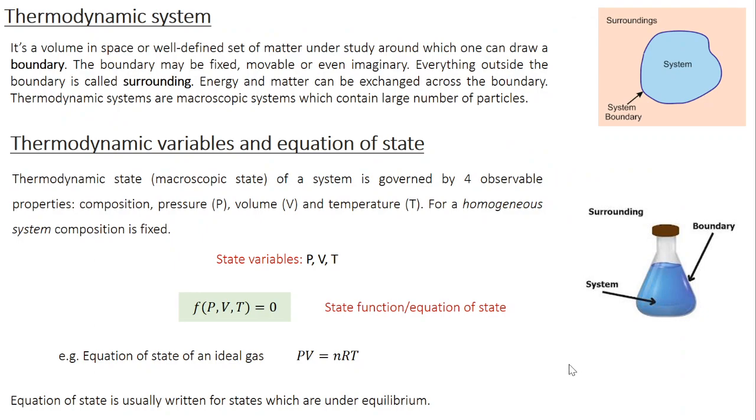Now, before going into the depth of thermodynamics, let's first get familiarized with a few fundamental concepts and terminologies. First one is thermodynamic system. It's a volume in space or well-defined set of matter under study around which one can draw a boundary. The boundary may be fixed, movable, or even imaginary. And everything outside the boundary is called surrounding. So here you have a system and there is a surrounding here, and these two are separated by the boundary.